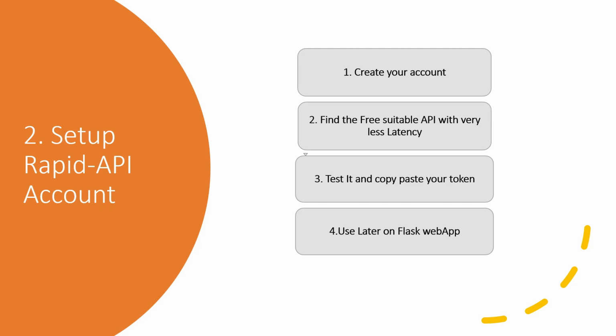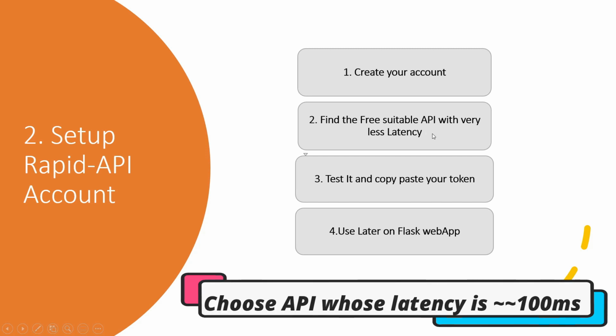So to show the COVID-19 statistics to the chatbot, we will be using Rapid APIs, which will be free of cost. You just need to create your account. Then you have to choose a suitable API for COVID-19 which shows better statistics of COVID-19 with less latency. Be careful about the latency. You just need to check that it should be very low.